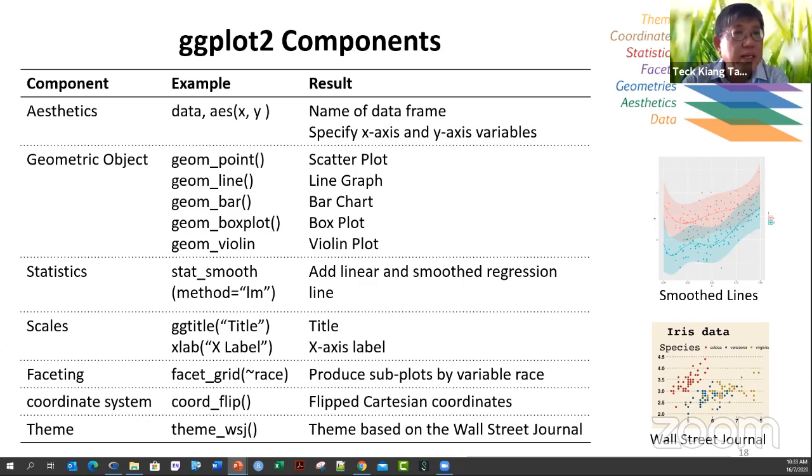So that is another component, called the coordinate system. We'll have a lot of examples later on the component called theme. We will change the appearance of the output in colors, font, size, and so forth using this theme. So like theme_wsj is a theme based on the Wall Street Journal. They produce a Wall Street Journal type of default graphical output to replace the default one in ggplot.